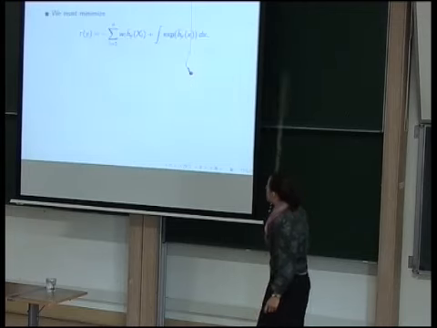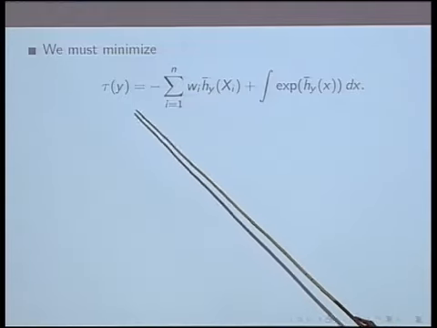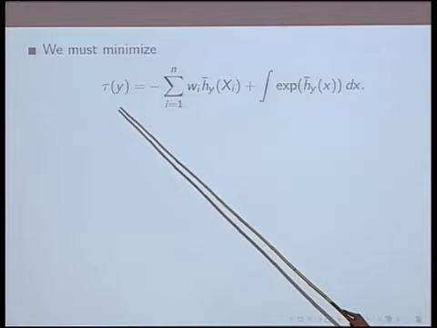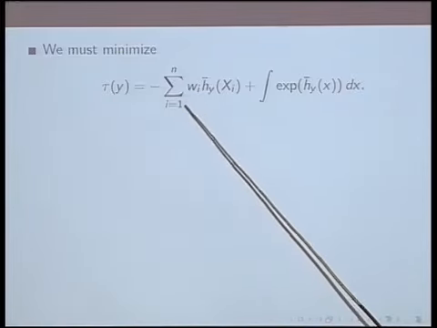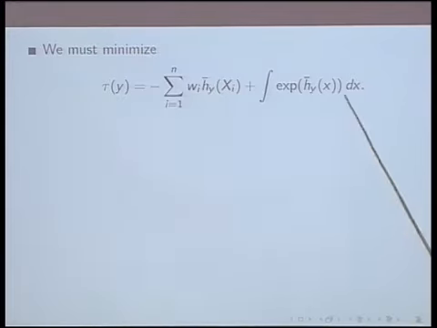Okay, so here we've rewritten the problem we're trying to solve. We've got to minimize this function tau. So we've got minus the log likelihood here, and then the Lagrangian term here. It's just the same as before, but we're minimizing over a finite dimensional space.